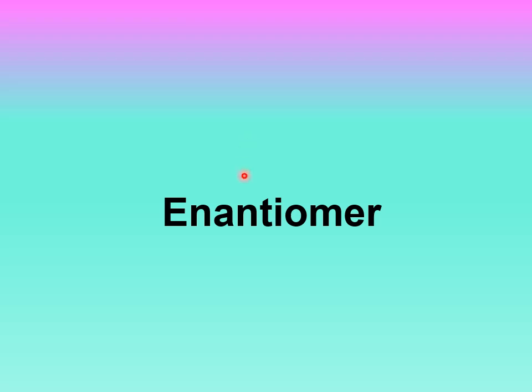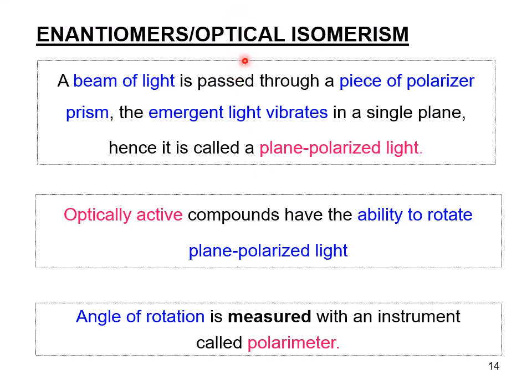Let's proceed with the next topic, enantiomer. First, enantiomer or optical isomerism, we must know, is the process where a beam of light is passed through a piece of polarizer prism. The emergent light vibrates in a single plane, hence it is called plane polarized light. Later it will be shown by diagram, then you understand what happened. Optically active compounds have the ability to rotate plane polarized light. Angle of rotation is measured with an instrument called polarimeter.